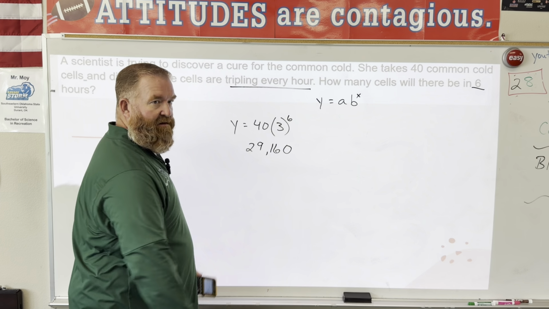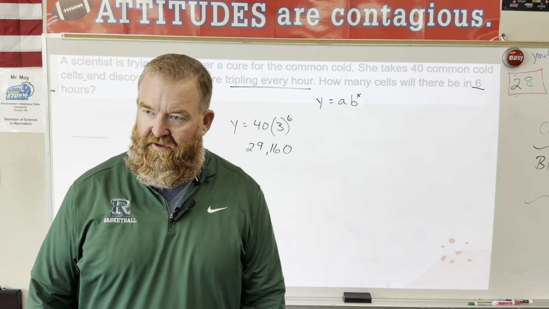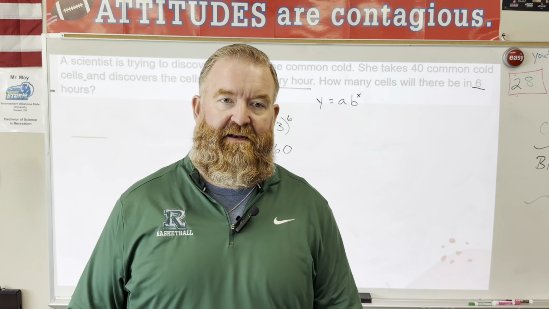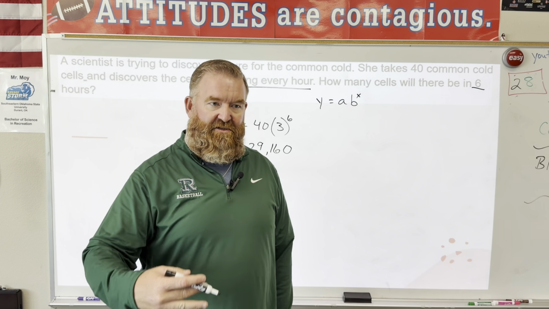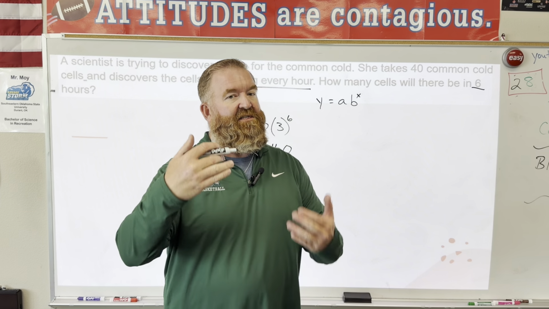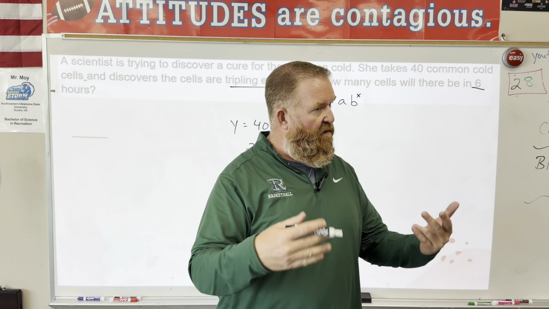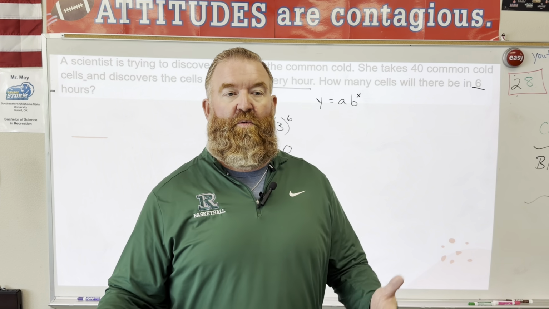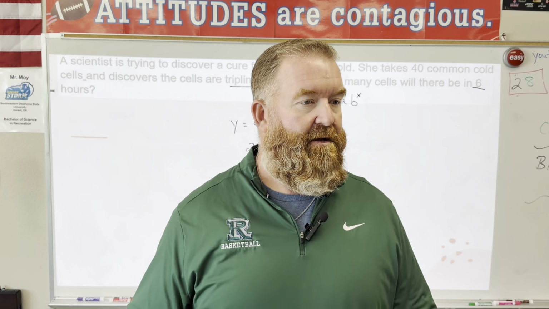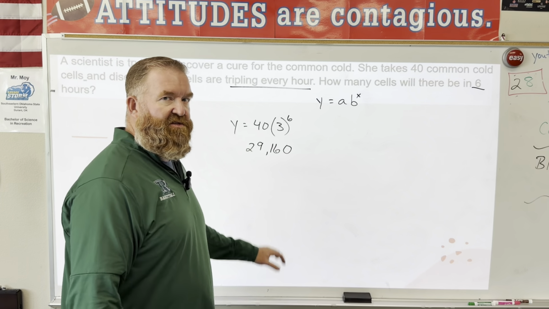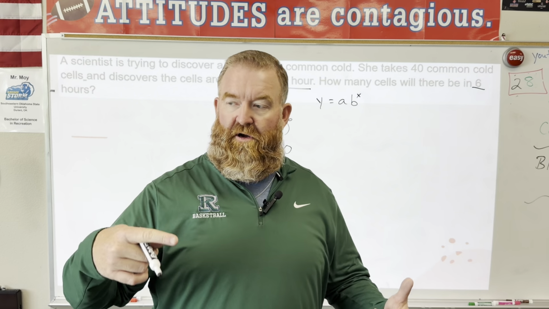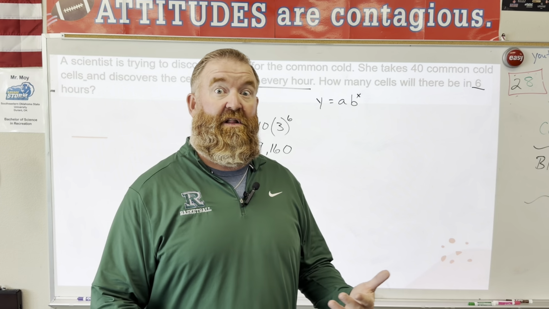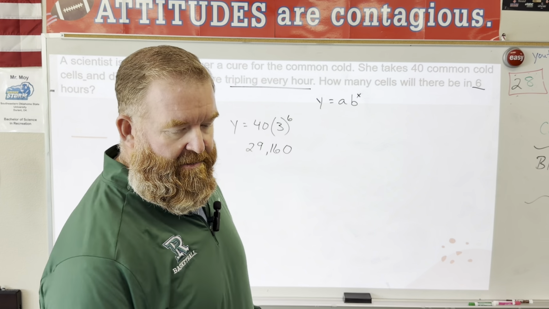29,160. It tripled 6 times. Think about it. That seems like a stupid number, but if you want to, you can actually go 40 times 3, times 3, times 3, times 3. If you want to do it 6 times and get your number, you're more than welcome to check it. But that is actually the correct number, because, if you think about it, with numbers that double, like we did in class, when they double over time, eventually it gets to some really, really big numbers. Exponential growth.